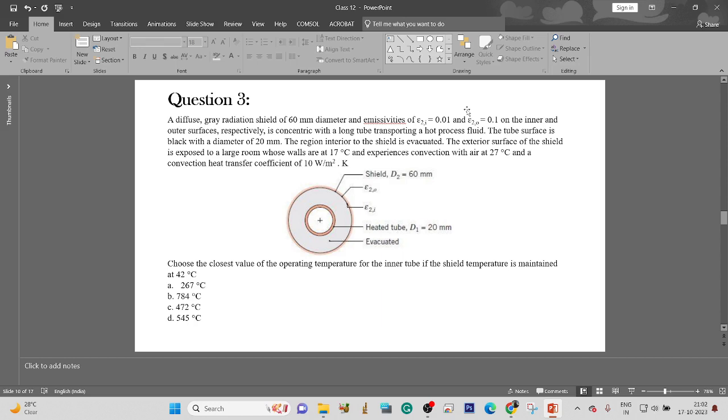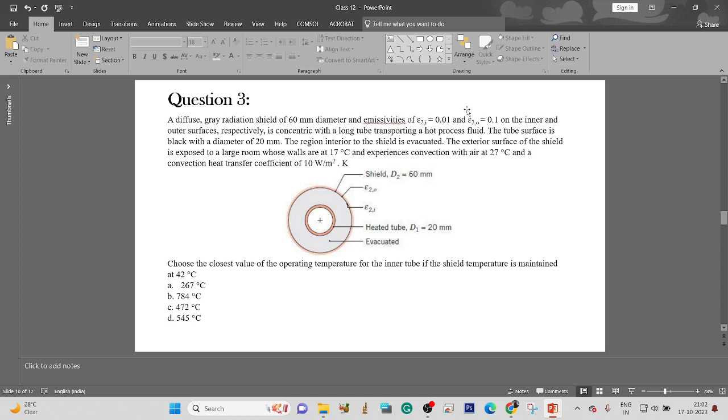What else is left? Yeah, for this surface epsilon 1 is equal to 1, because we can consider this as a black body. And there may be a wall whose T infinity for the air that you need for the convection is 27 degrees Celsius, and h is 10 watt per meter square Kelvin. And the temperature of the surrounding wall is 17 degrees Celsius.